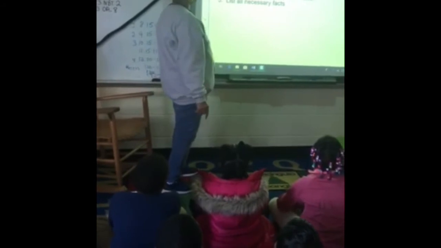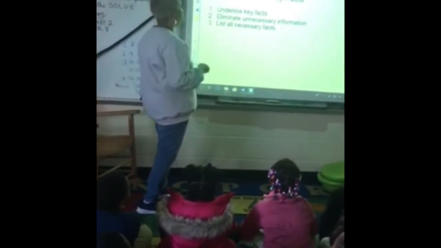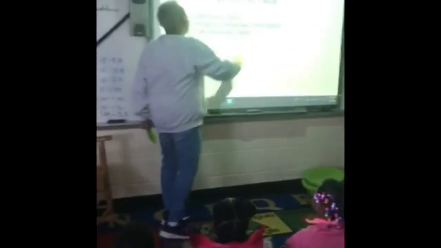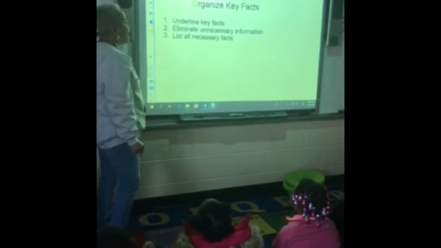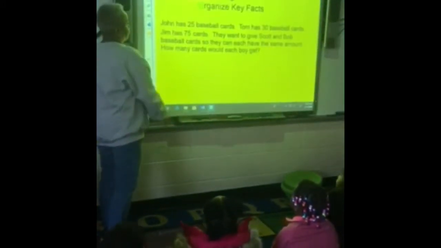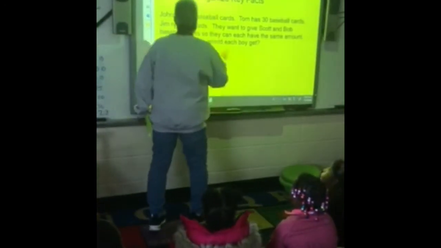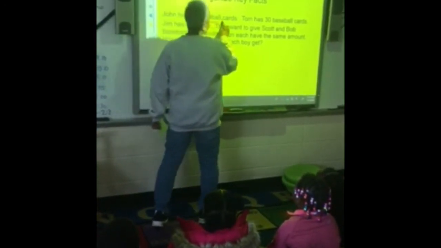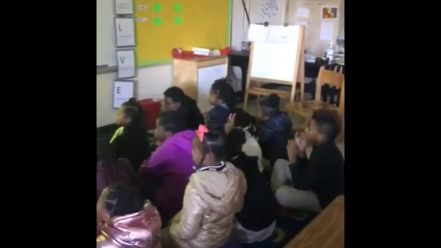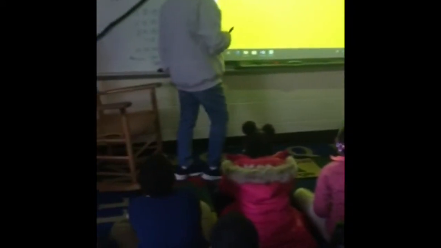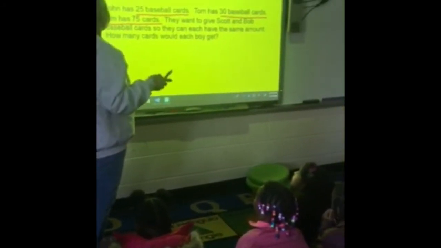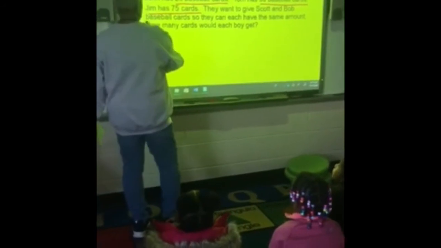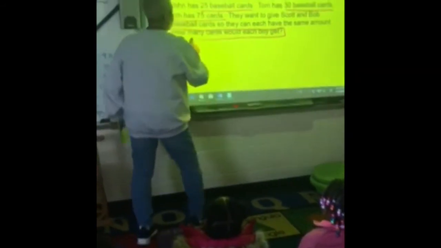The next step says, underline key facts. So you're organizing your facts. O means organize the facts. You underline the key facts, eliminate any unnecessary information, list all necessary facts. So, once again, we would have had this underlined, and this one underlined. Those are all key facts in this problem. You would ask yourself, are there any more facts that I can use in this problem? So once again, you're still remembering the cards that each boy would get.